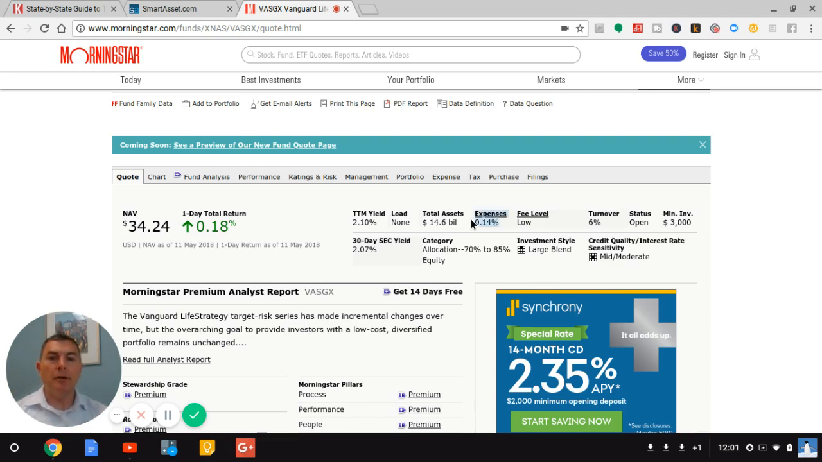This is the big one right here. Expenses 0.14. The average equity stock mutual fund is about 1.2. Now you'll see these different things. In fact, Morningstar does it. They say the average fund is 0.6. That's all inclusive. That's all share classes, institutional and bond funds as well.